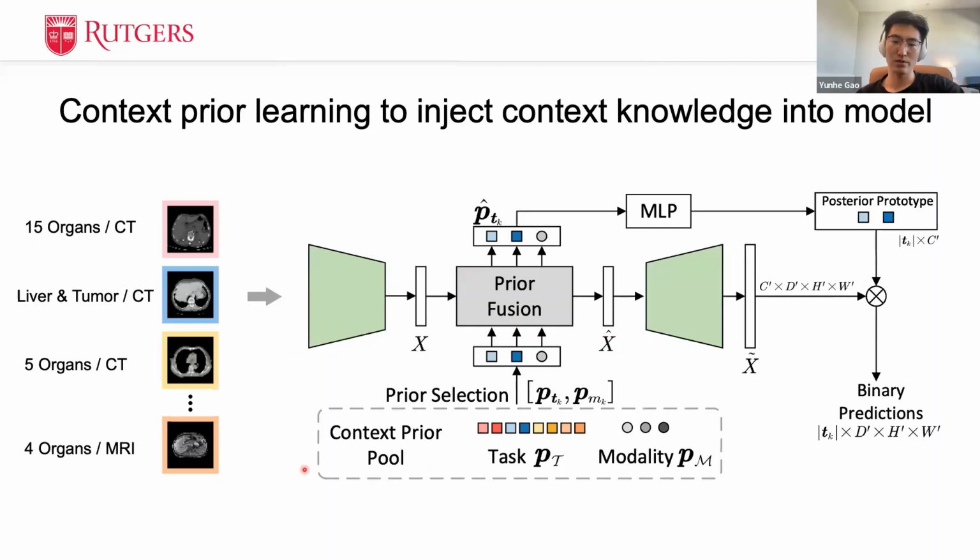To enable Hermes to handle various tasks and different data modalities, we designed two types of priors within the context prior pool, including the task priors and modality priors. These priors are implemented as learnable tokens like this.